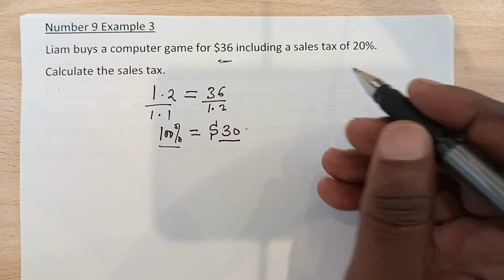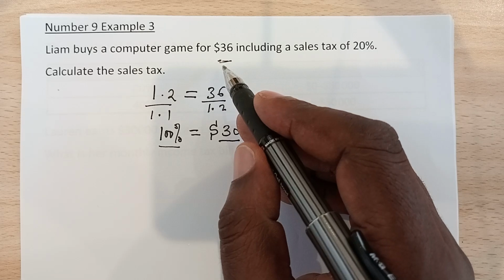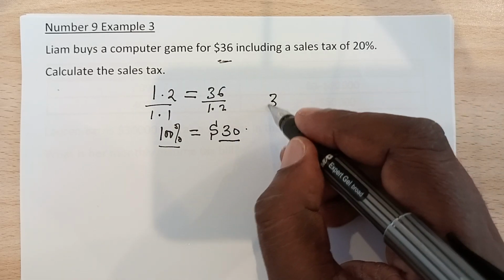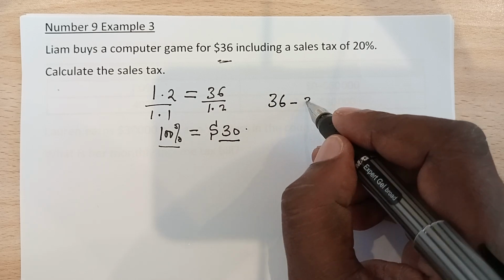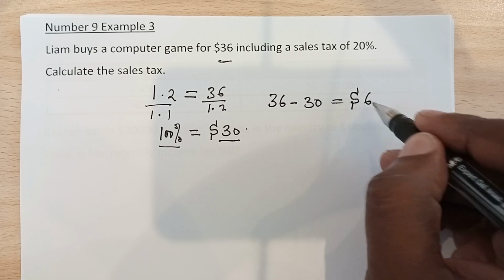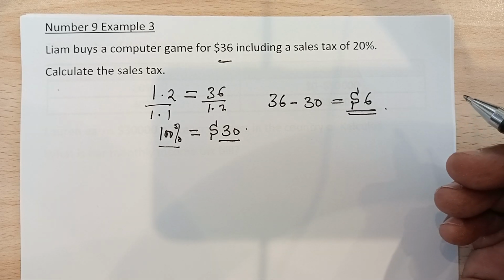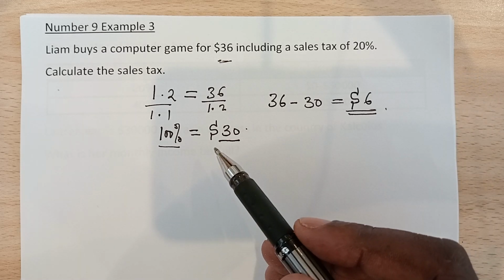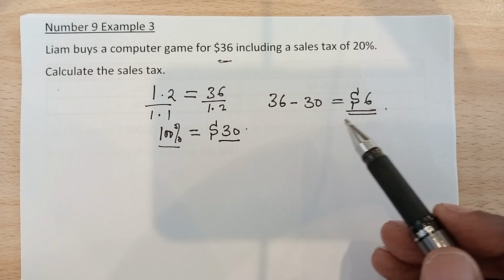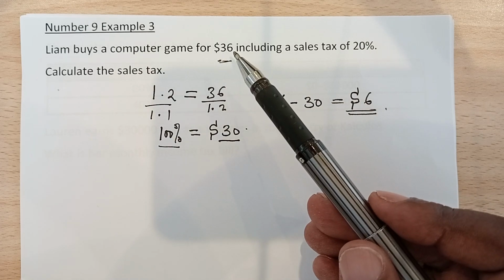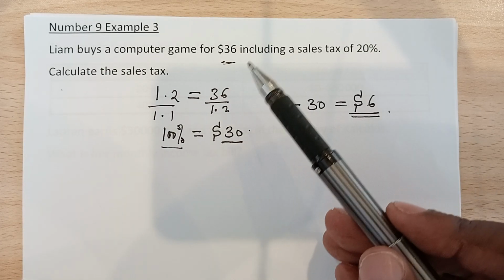The sales tax is the cost after the tax minus the cost before tax, and that is $36 minus $30, which is just $6. That is the sales tax. The computer game itself was costing $30. The sales tax is $6, giving us the entire final cost to be 30 plus 6, which is $36, as you can see here.